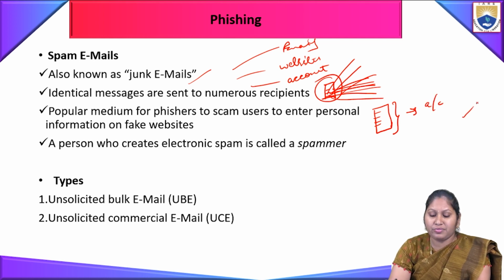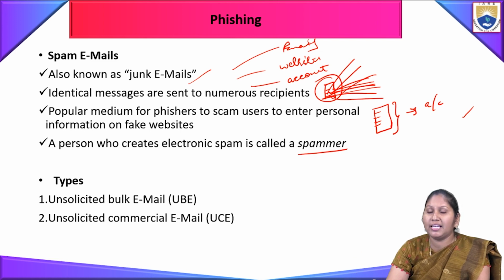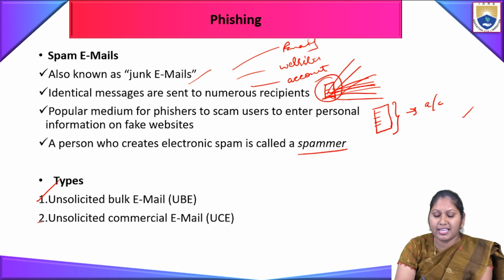And next one, a person who creates electronic spam is also called a spammer. So who is a spammer? A person who creates electronic spam. So phisher and spammer are some names for the attackers, based on the activity they are doing in the cyber attacks. And what are the types of spam emails we have? First one, unsolicited bulk emails, and second one, unsolicited commercial emails. We'll go in depth on these.